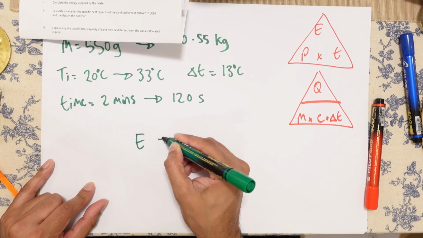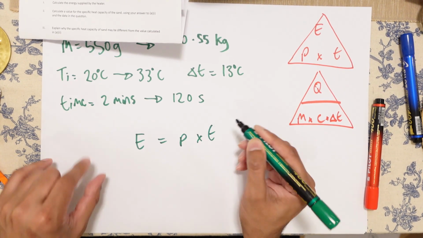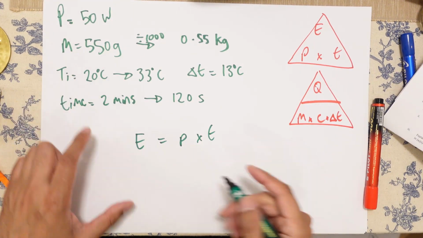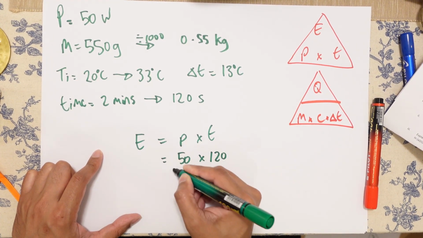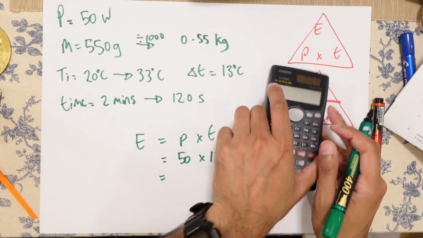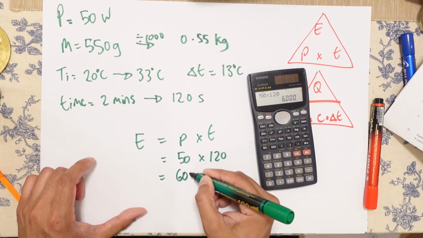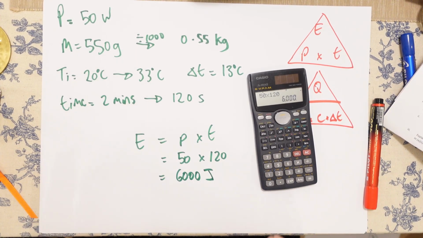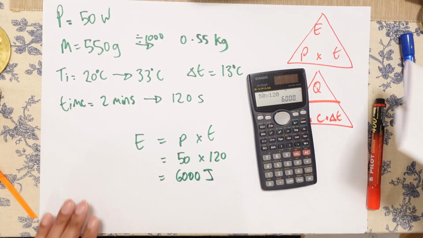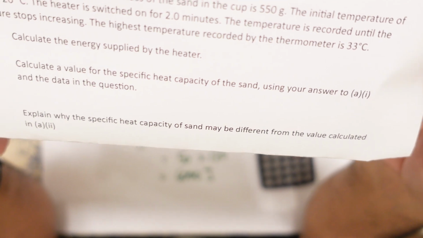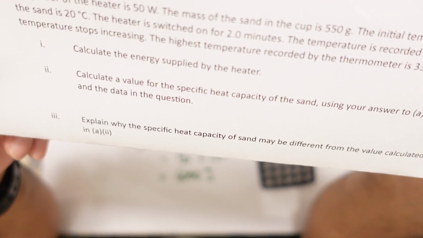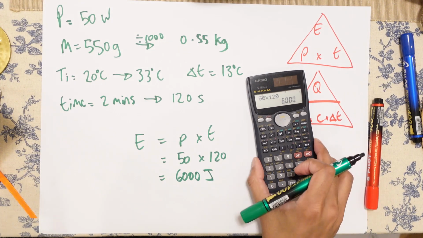So energy is power times time. The power is 50. The time is 120. So that would be 6,000 joules. So part 1 was pretty easy. Let's have a look at part 2. Calculate the value of the specific heat capacity of the sand. All right, great. Let's try that.